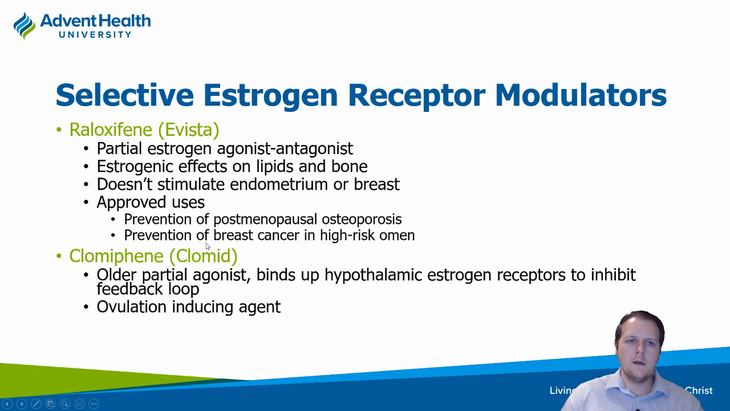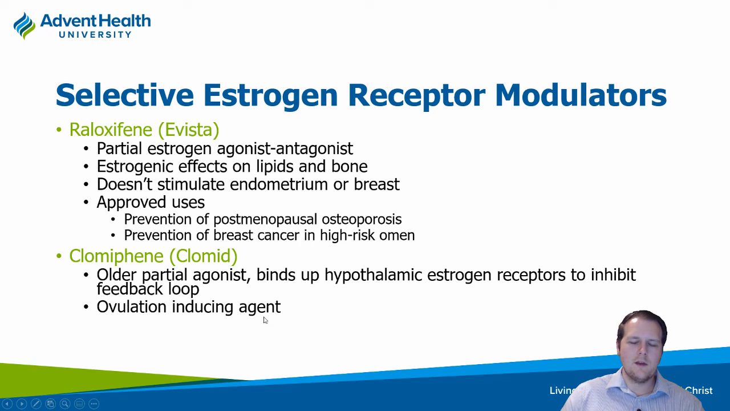Some other agents here include raloxifene, which is going to be nicer in the side effect profile, mainly because it does not stimulate the endometrium or the breast tissue, so good for that. And it does still have positive effects on the lipid profile and on the bone as well. So again, typically used for prevention of osteoporosis or maybe for high-risk breast cancer in certain women, right? Another one that's a partial agonist is clomiphene or Clomid.